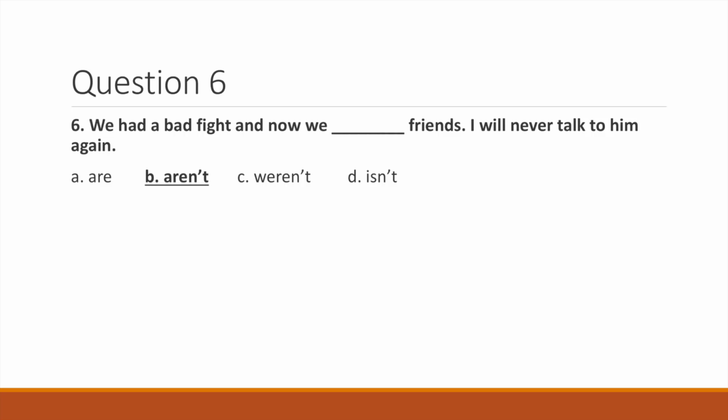Question 6. We had a bad fight, and now we blank friends. I will never talk to him again. Because we have the subject we, we know we should use the plural form of the be verb. So are. Now, because I will never talk to him again, this means we need the negative. Therefore, B is the correct answer.